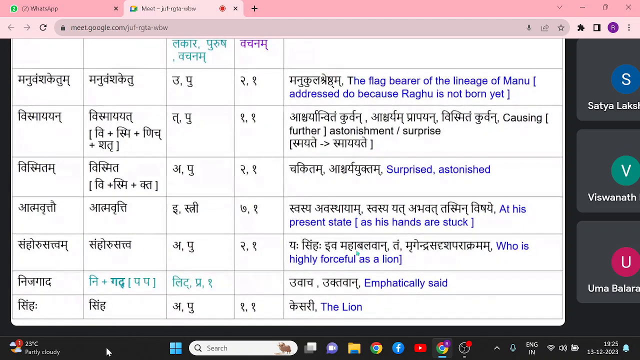Simhoru Satvam. Yaha Simha iva Mahabalavan. Tam. Mrigendra Sadrisha Parakramam. Parakrami is Dilipa. Tam. Who is highly forceful as a lion. Nijagada, Uvacha, Uktavan. Emphatically said. Simha, Kesari, lion.